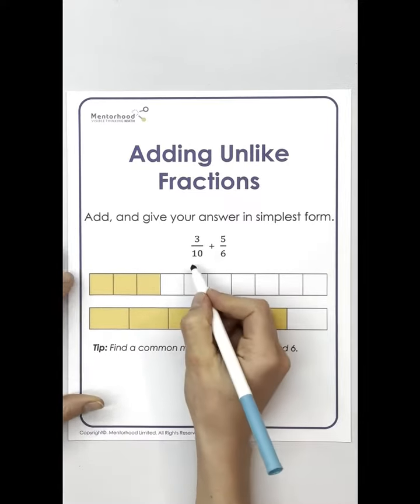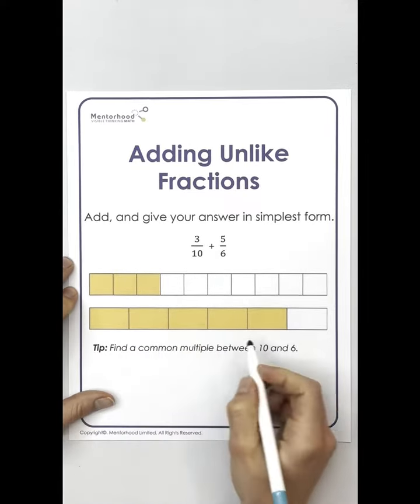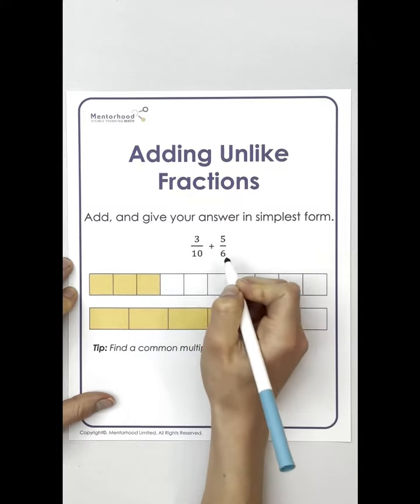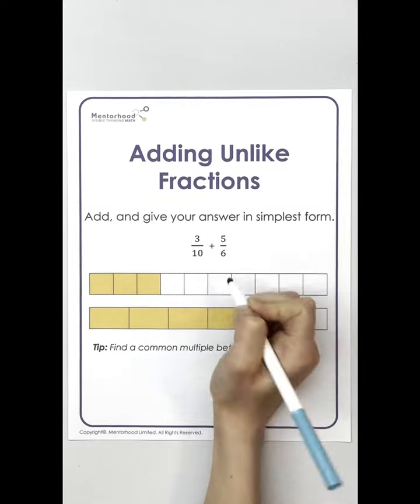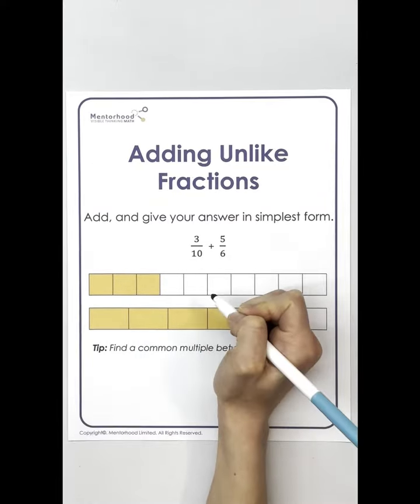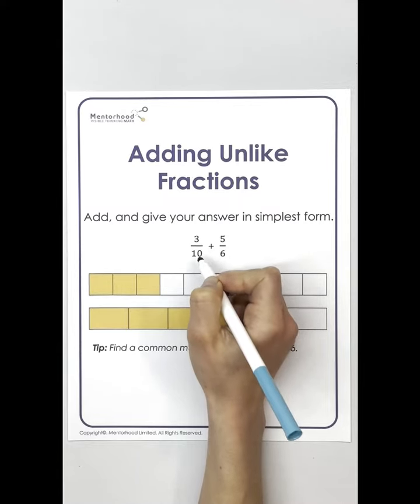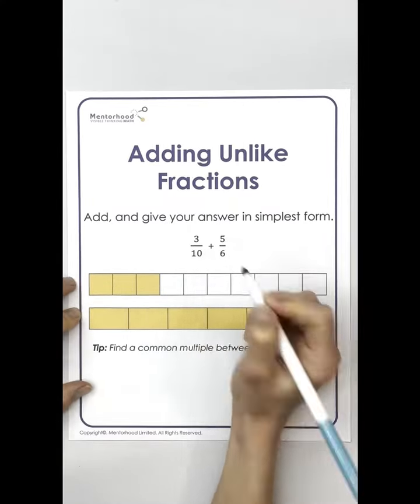So what we have to do is put this over a common denominator. So we have to find a common multiple between 10 and 6. So 10 and 6, we need something that goes on both of their multiplication tables. 10, 20, not 20, 30. What about 30? 30 works, because 30 is on both of them.